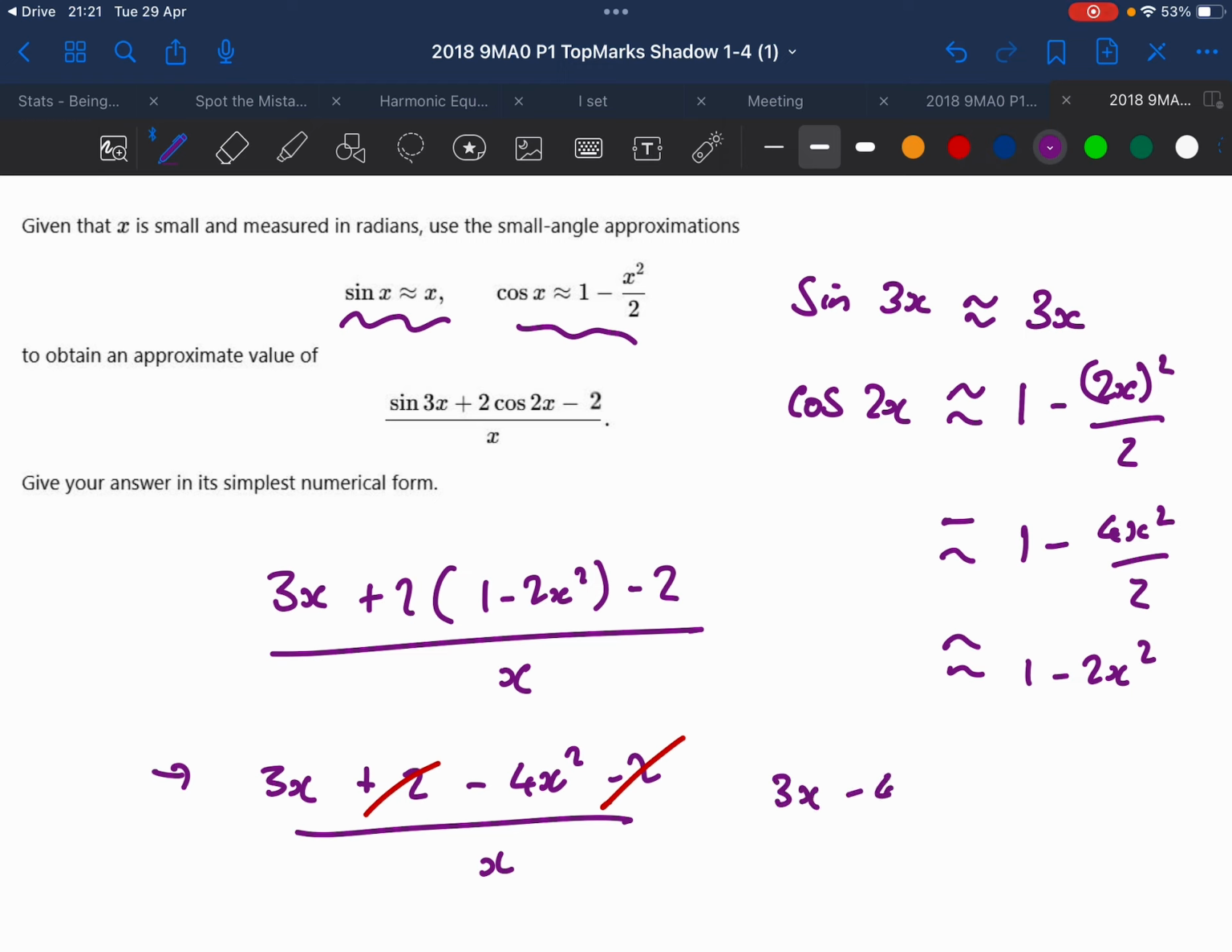So when we have 3x minus 4x squared over x, well, let's just read the rest of the question. An approximate value. So this is one of those cases where I'm going to be left with 3 minus 4x, and as x tends towards 0, because it's very small, the final value will be just 3. So that's how we could answer our first question from our shadow paper.